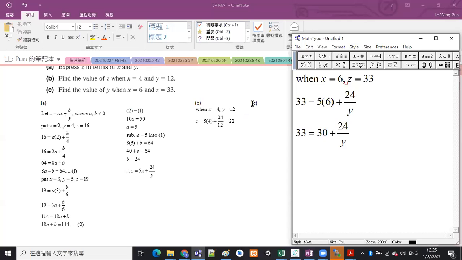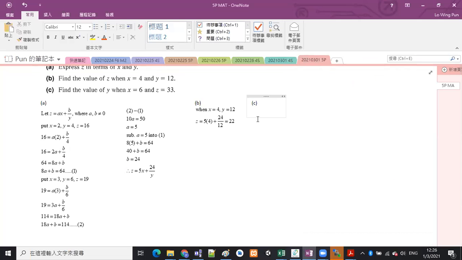Okay, 24 over Y. We notice that 30 can be subtracted to the left-hand side. Okay, so 33 minus 30 is 3, is equal to 24 over Y. And then the right-hand side is just one single fraction. And just multiply the Y to the left-hand side. 3Y is equal to 24. And divide the 3 to the right-hand side. 24 divided by 3 is equal to 8. And that is the answer of part C. Is that okay?